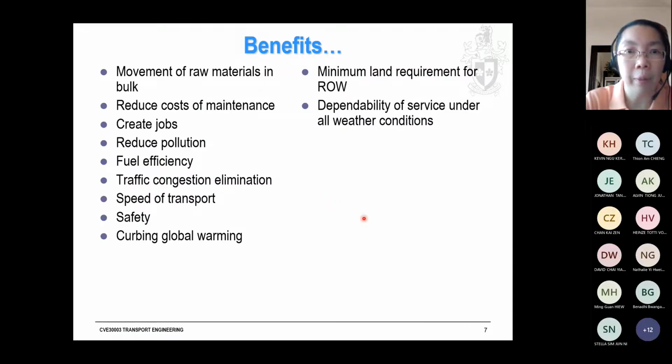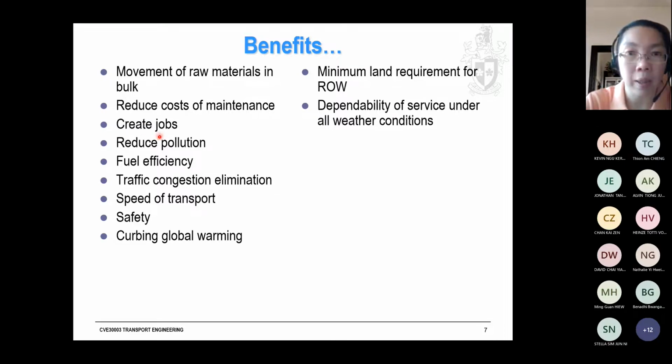All right, so if we look at the benefits of a rail system, we could move raw materials in bulk. The keyword here is in bulk. Reduce the cost of maintenance, because once you build the rail system, maintenance wise is lower. And it also creates job opportunities, reduce pollution. Nowadays we are gearing very much into a sustainable environment where we want to reduce pollution. Rail system is one good way forward.